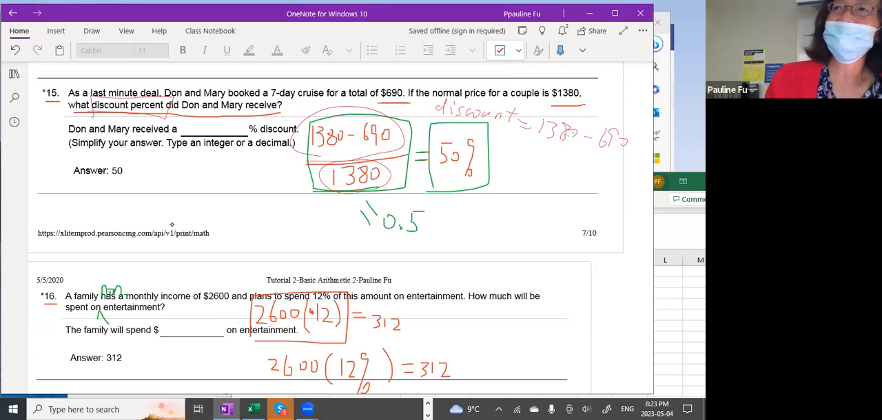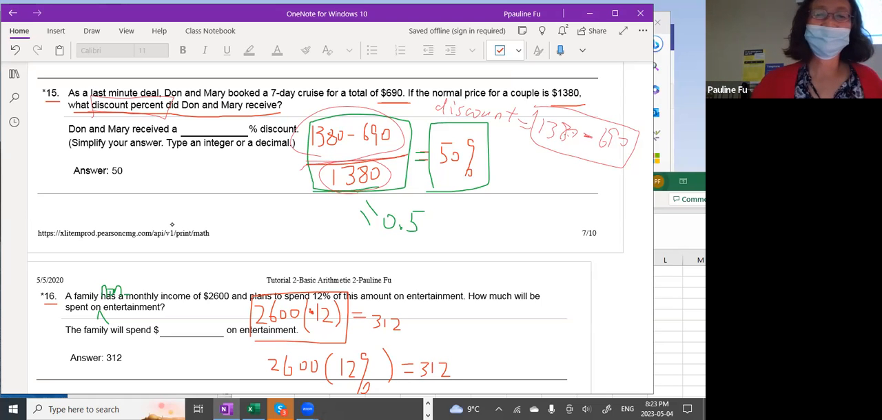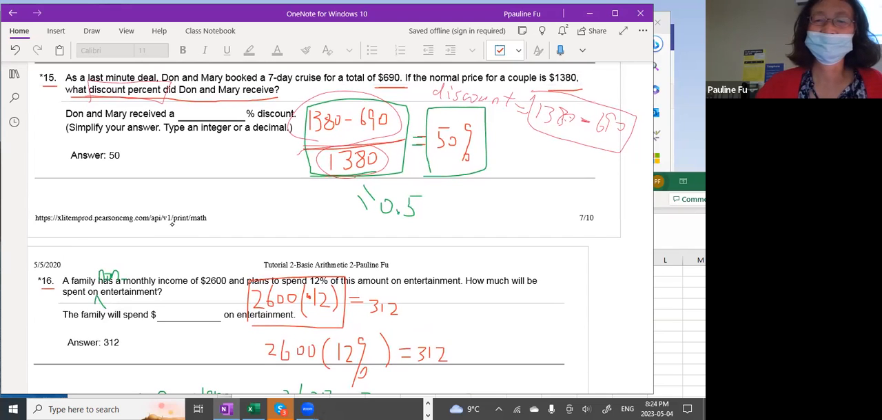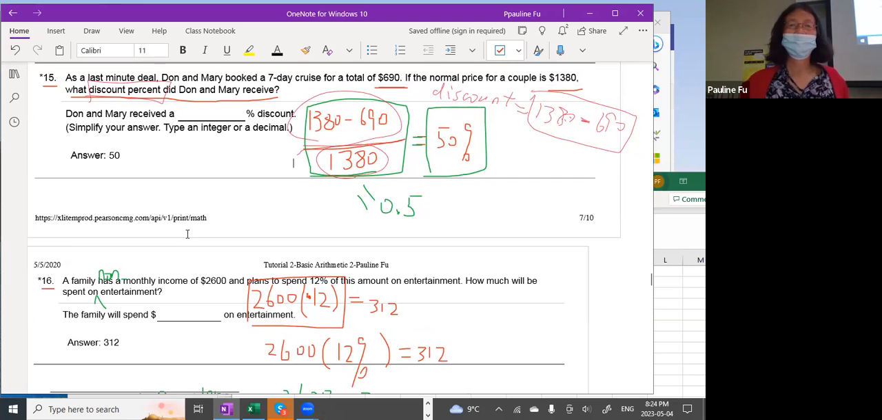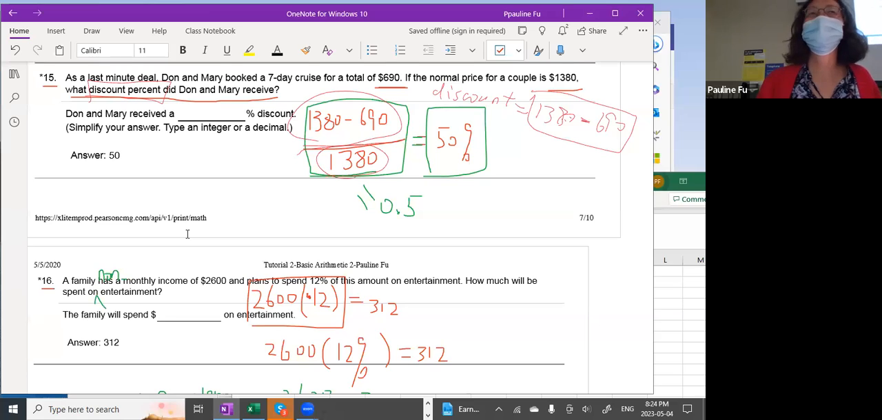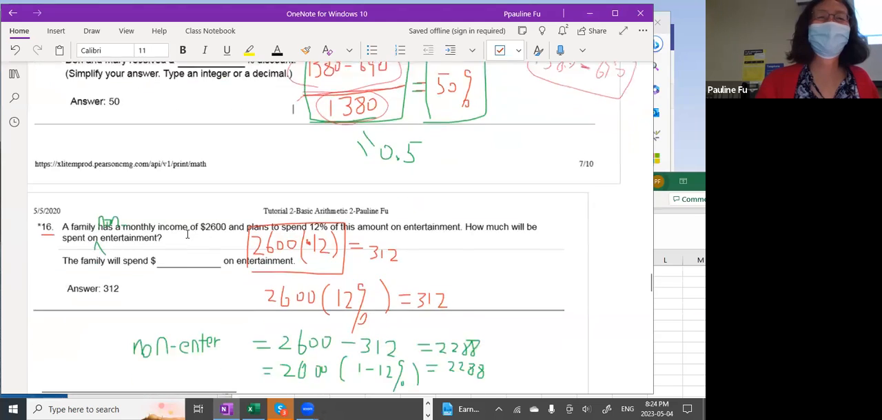Read the question carefully. Did the question ask you discount, or did the question ask you discount percent? If the question asks you discount, just use 1,380 minus 690. That is the discount. If the question asks you discount percent, you have to divide it by original price. Questions? Easy. Okay.